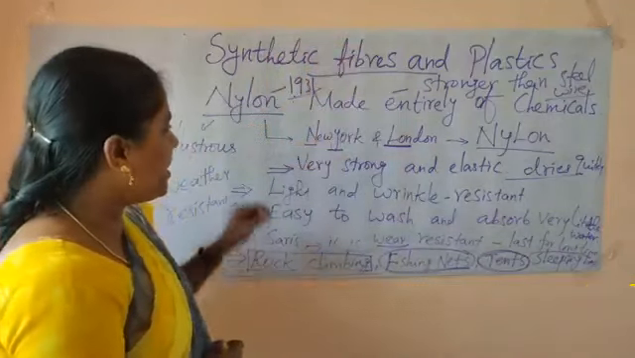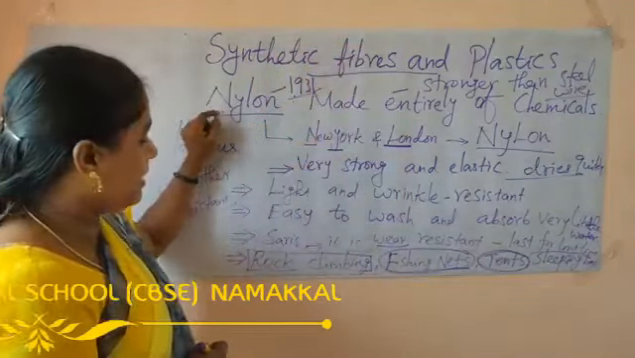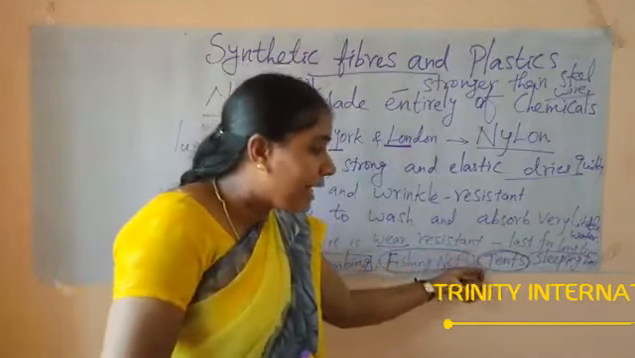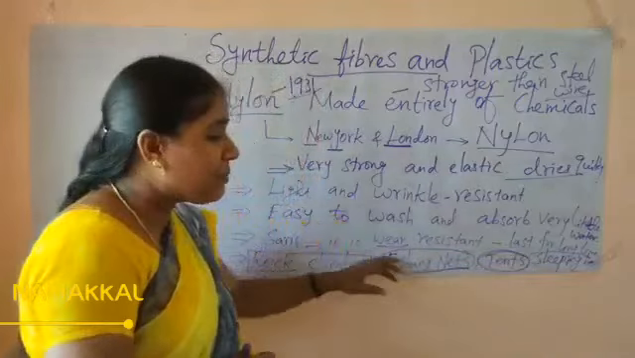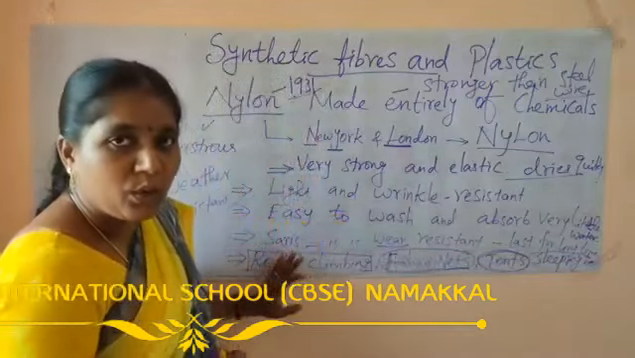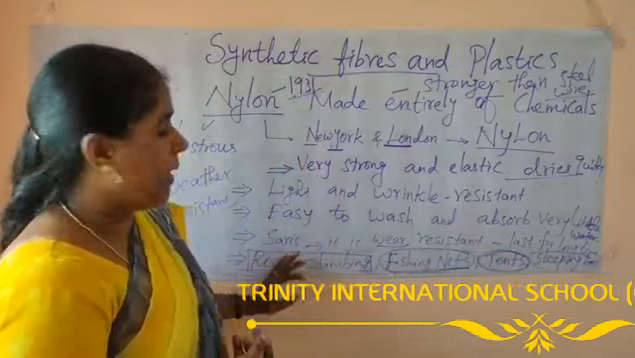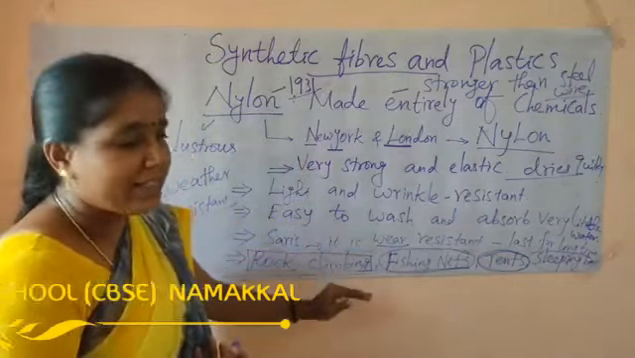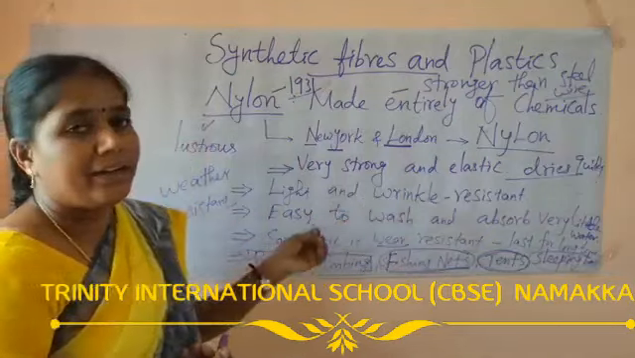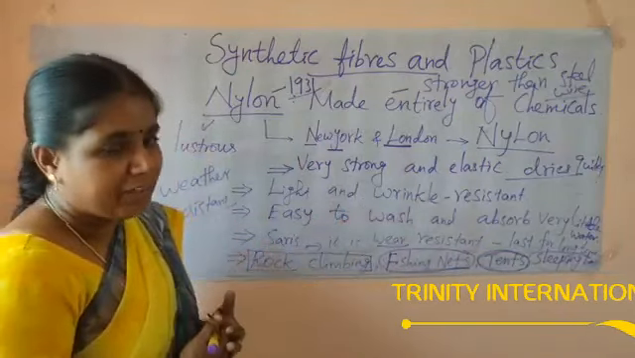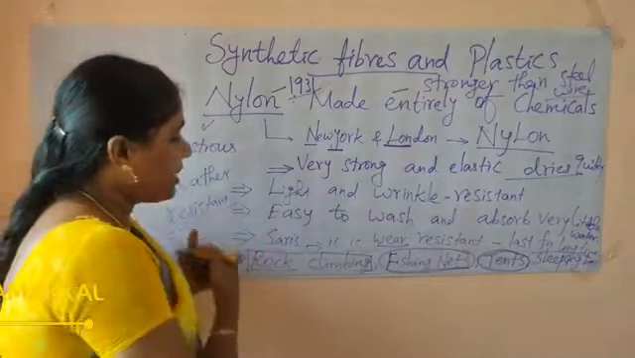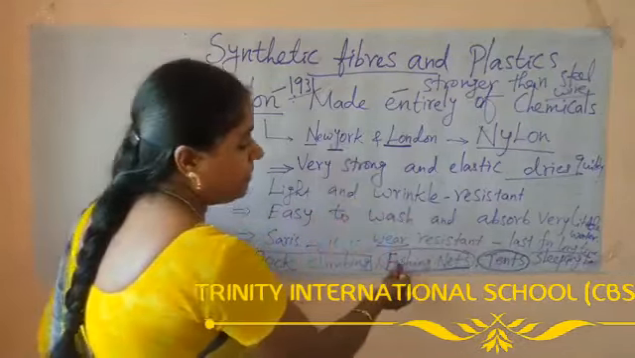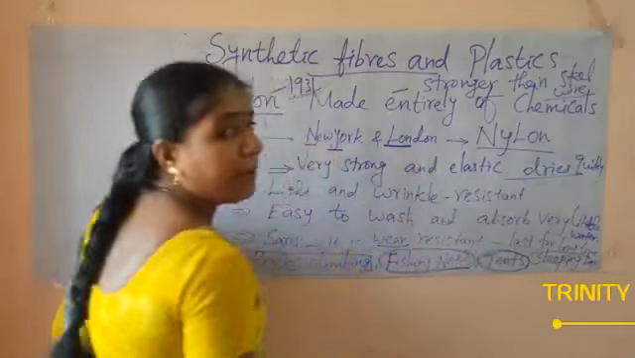Due to this property, we use it in many places, that is rock climbing material, fishing net material, tents, sleeping bags. These materials are prepared with the help of nylon because of its strong fiber, lightweight, weather resistant, water resistant and quick drying. Because of these reasons, we are using nylon material to prepare rock climbing material, fishing nets, tents and sleeping bags.